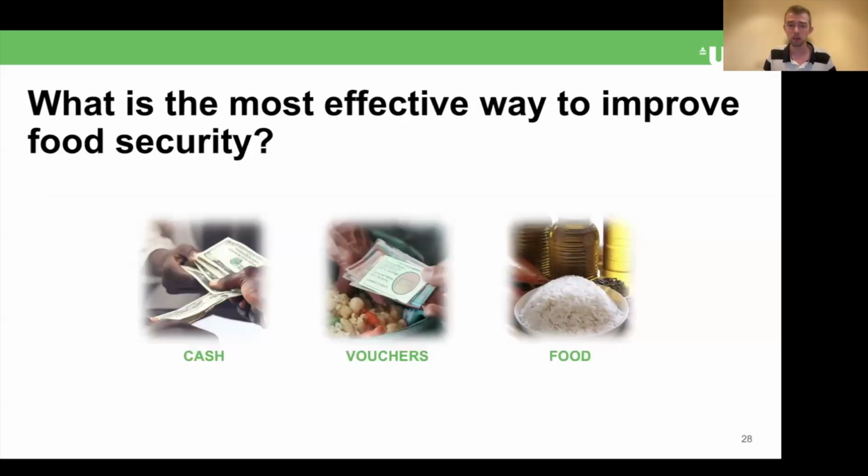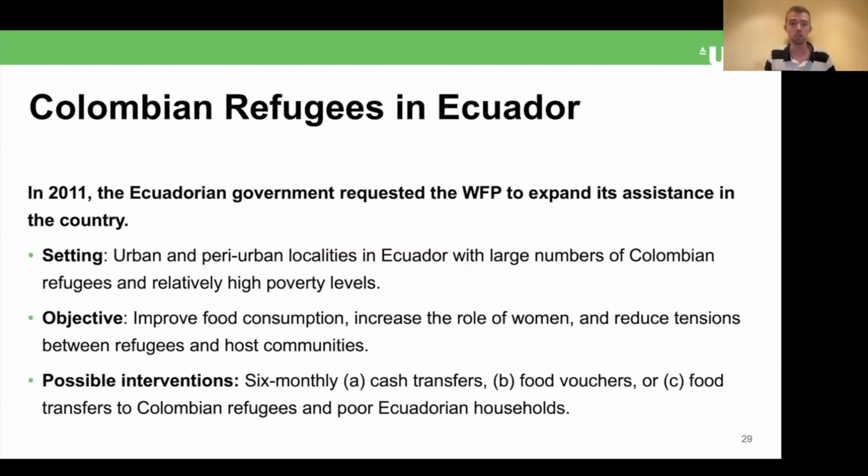So let's think about that a little bit more then. So cash versus vouchers versus food. There's this really interesting study done back in 2011 in Ecuador, where the Ecuadorian government requested the World Food Program to expand its assistance in the country.